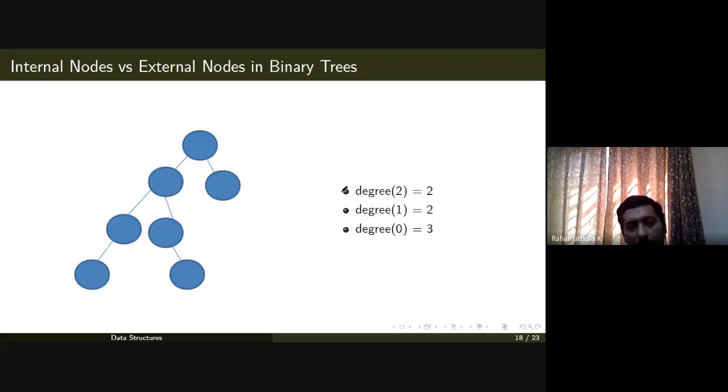Now let's quickly see some of the relationship between internal nodes versus external nodes in a binary tree.